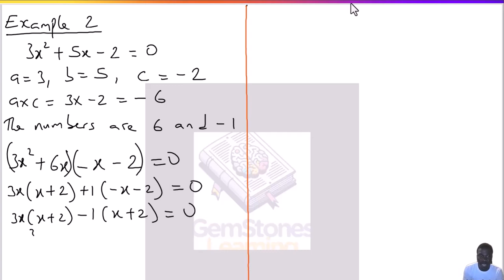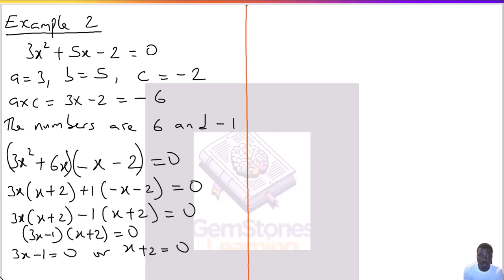Pick each bracket. That is 3x minus 1, and x plus 2 is equal to 0. Equate each of them to 0. 3x minus 1 is equal to 0, or x plus 2 is equal to 0. From here, move your 1 to the other side and divide both sides by 3. So my x will be equal to 1 over 3, or my x is equal to negative 2. So we've solved another wonderful example. Let's see one more example under factorization method.